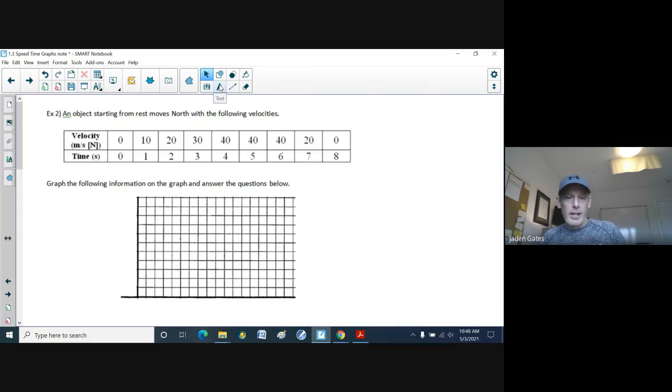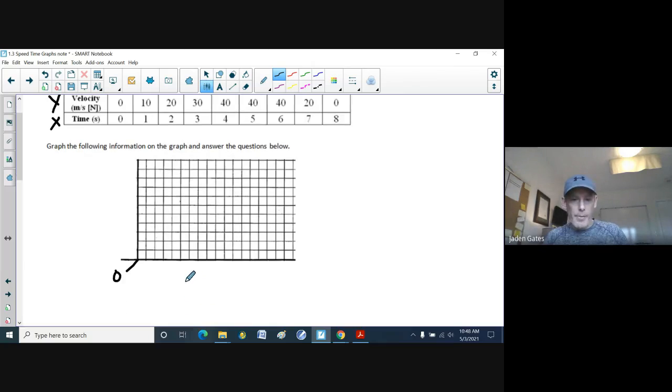So let's see here. I got a graph. So I'm going to have a 0. Now, when you have a table of values, the y is always on the top. The x coordinates are always on the bottom. So time's going to have to go on the bottom here. And we're talking about seconds, standard units.